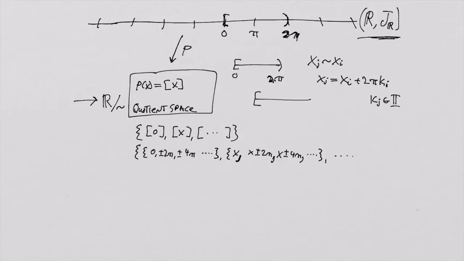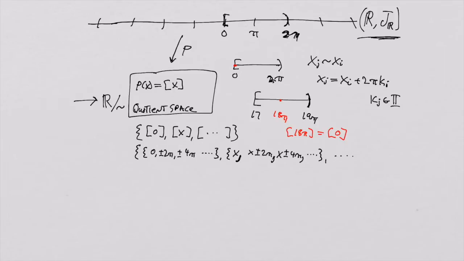It could be 17 pi to 19 pi, right? That would be the exact same number of points, and sure enough, 18 pi is going to be equivalent to 0. So the equivalence class for 18 pi is equal to the equivalence class of 0. So it doesn't matter what interval we choose as long as we get all of the points in there.